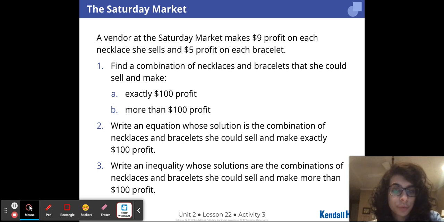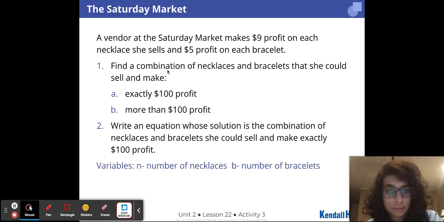Remember your first step. Determine what information you know, determine what information you do not know. Once you do that, it will make it very, very easy to write an equation and inequality for your situation. And so, my variables here. What information do I not know? I don't know how many necklaces they sold. I don't know the number of bracelets they sold. I know that it's $9 for every necklace, and I know that it's $5 for every bracelet. In this case, I want to make exactly $100. So in this case, my equation is 9n plus 5b is equal to 100.